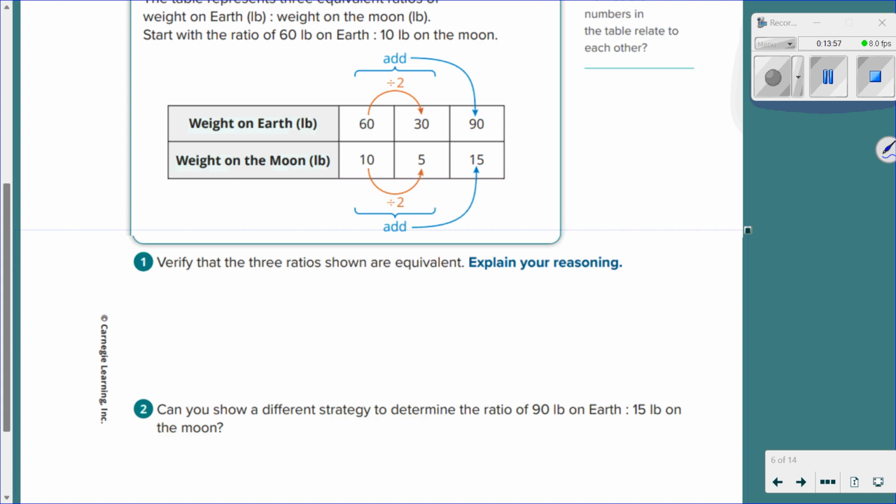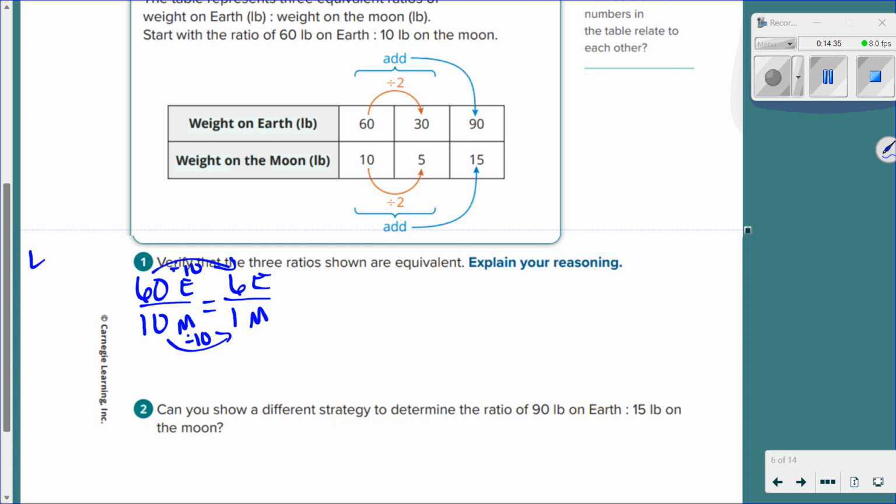How can I show that 60 Earth weight over 10 moon weight is equivalent to the other two? The easiest way is what we just did in our initial problem. Go to a unit rate. If I make my denominator 1 or simplify as much as I can, then I can make a comparison. So if I have 60 and 10, how would I get to a denominator of 1? Divide by 10. So guess what I'm doing to the 60? Dividing by 10, which gives me 6.